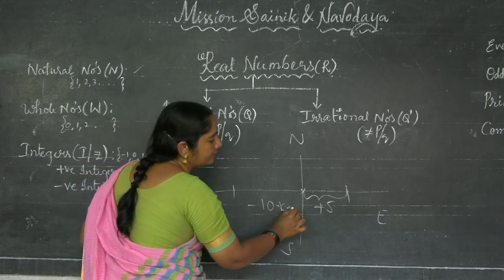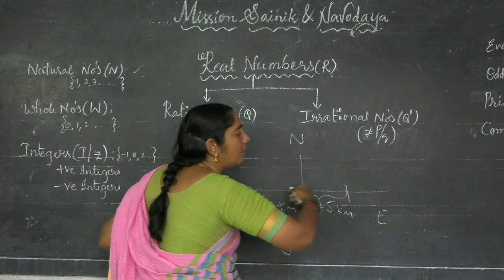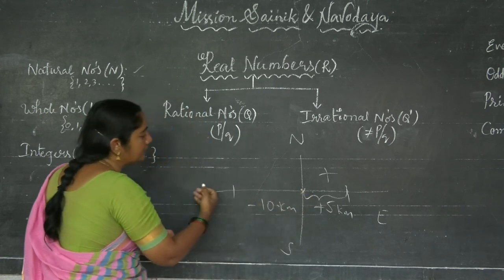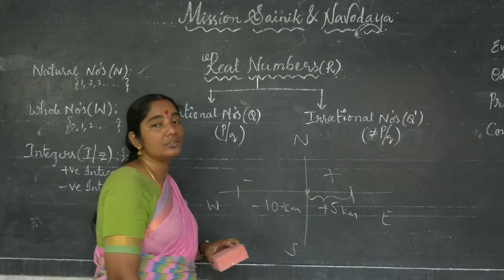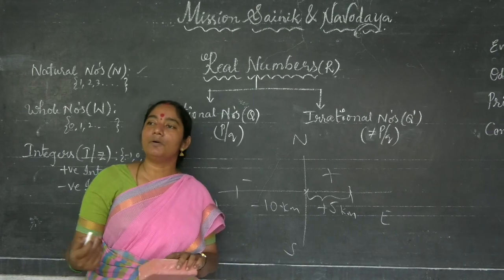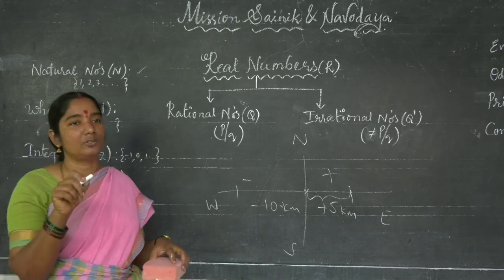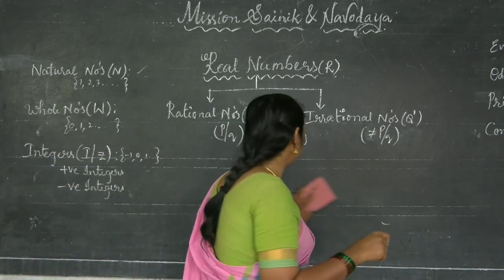Understood, my dear friends? From your house, all the east side is considered as positive. From your house, all the west side is considered as negative. Your house is considered as 0. So in that way, when you are doing a problem, we use the integers and negative numbers also. So the knowledge of integers is important for us.